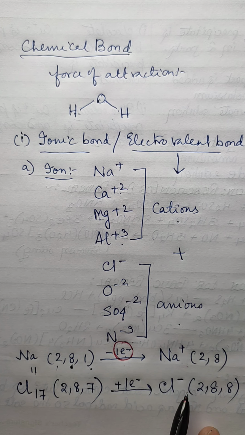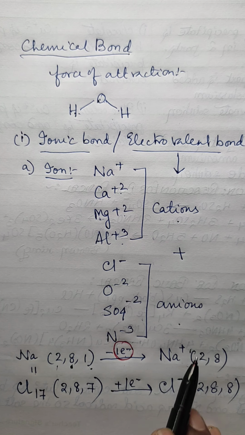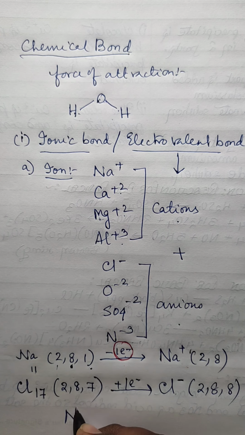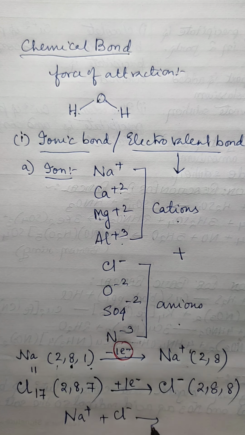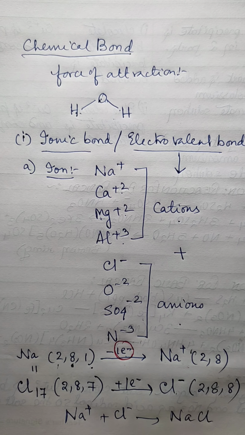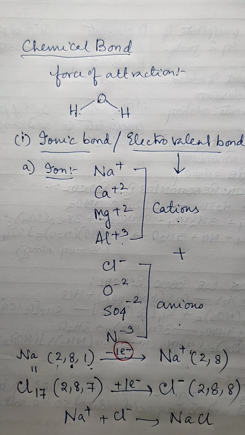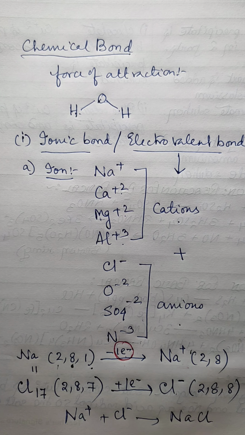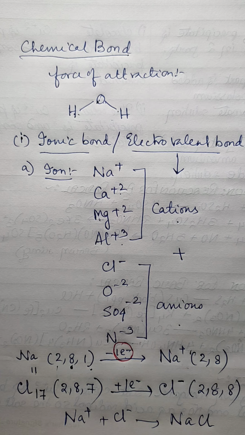Now in this case, what is happening? We are getting the sodium ion and the chloride ion. The sodium ion plus the chloride ion combine and form NaCl. In this way, the sodium chloride compound is formed, and it is bonded by a strong electrostatic force of attraction. This electrostatic force of attraction is called the ionic bond.